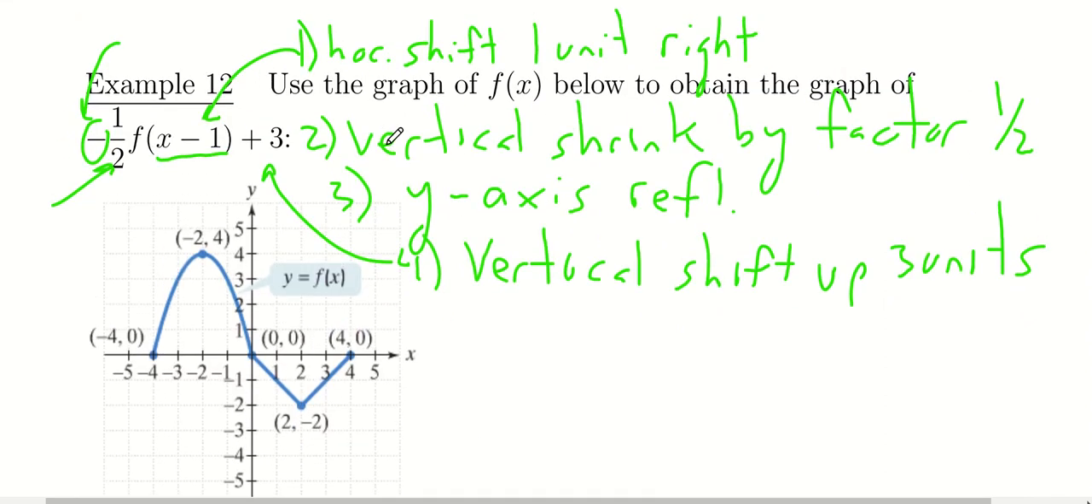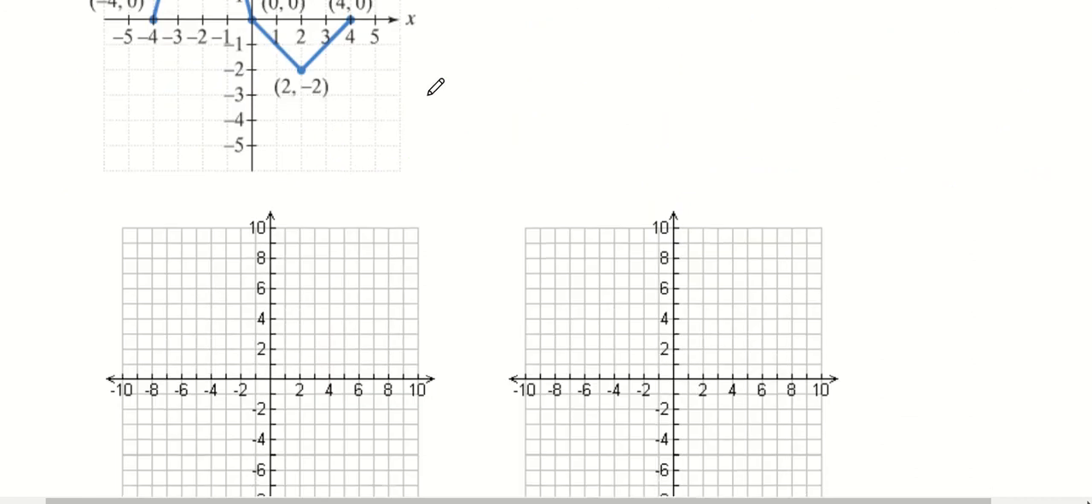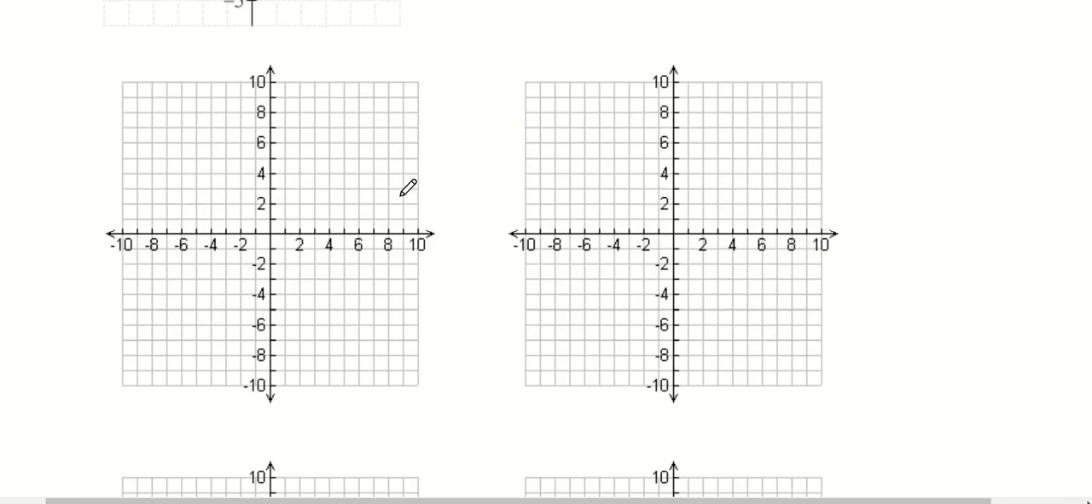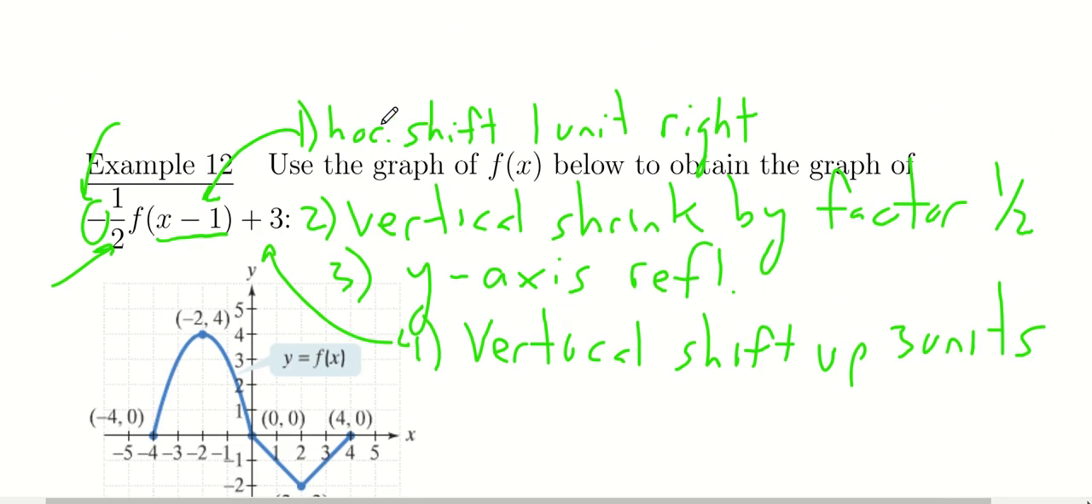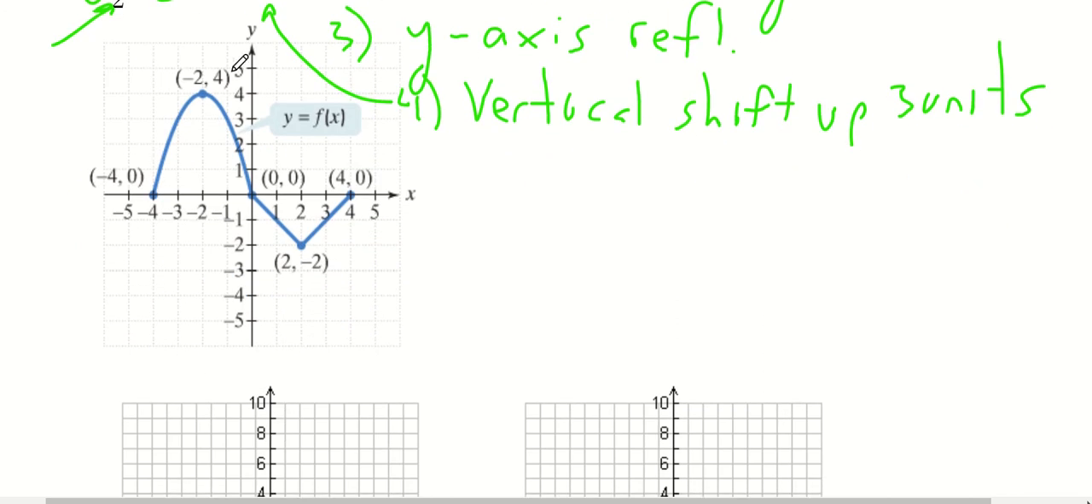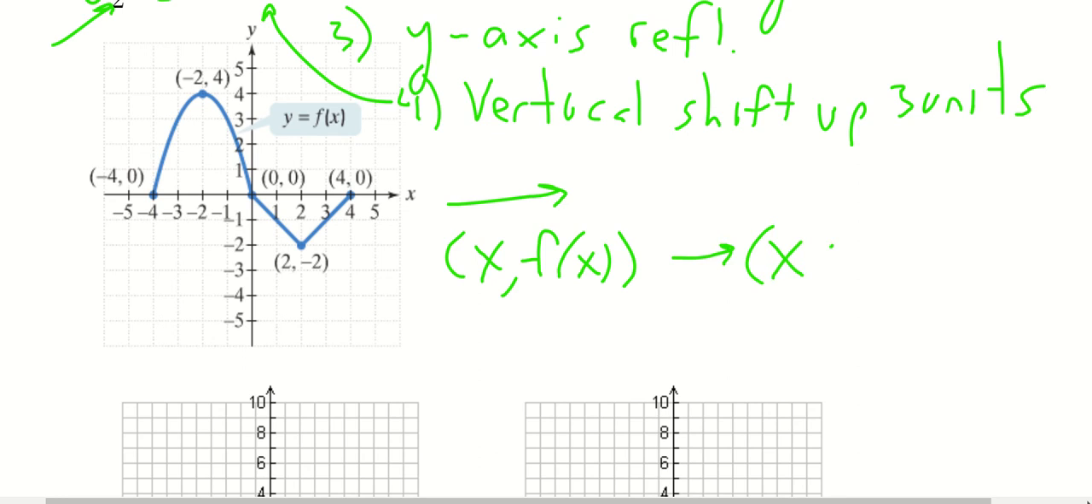So in order to handle this, you can try to move each point individually according to the scheme, or a lot of times what I like to do is do it in steps. So do each of the basic and baby transformations first, and then put it all together at the end. First thing, let's handle the horizontal shift. We need to take each one of these points and shift it 1 unit to the right. What that's going to do is take each x coordinate and add 1 to it.